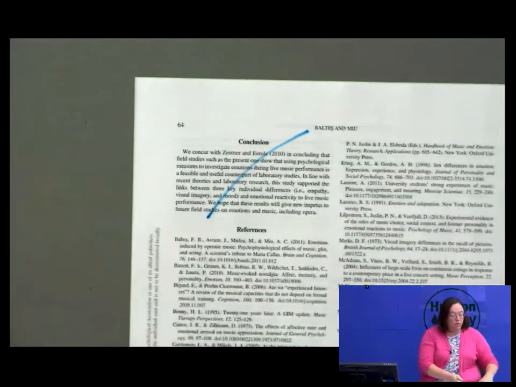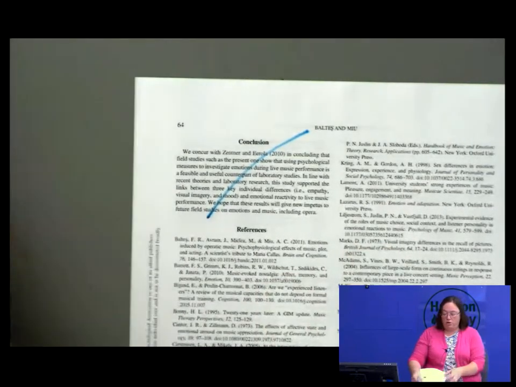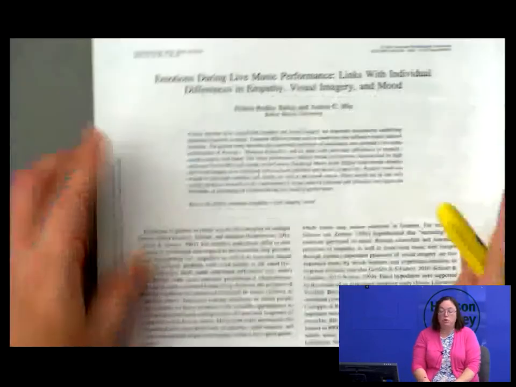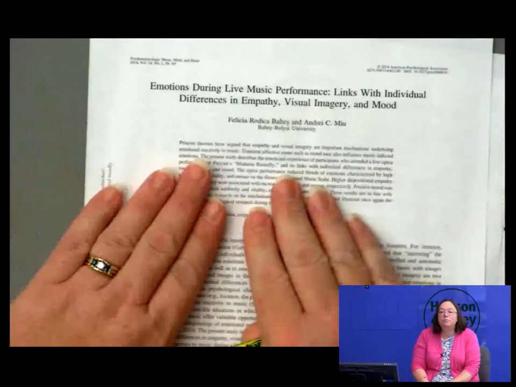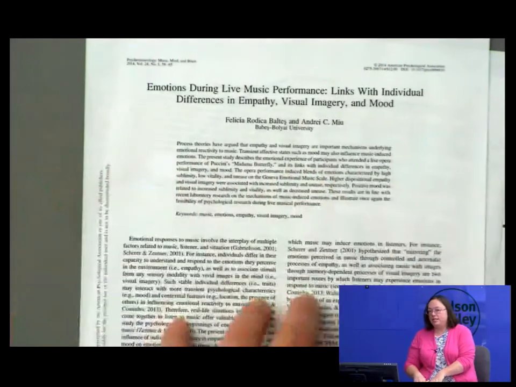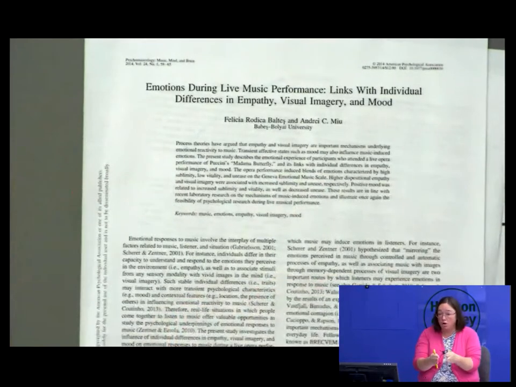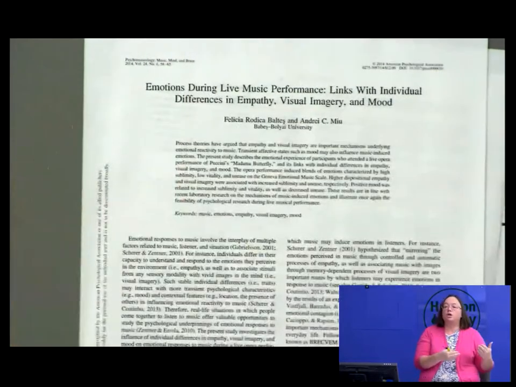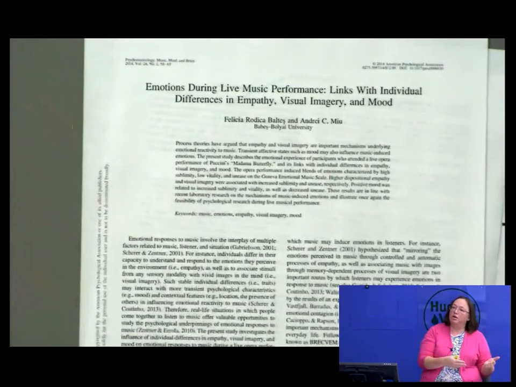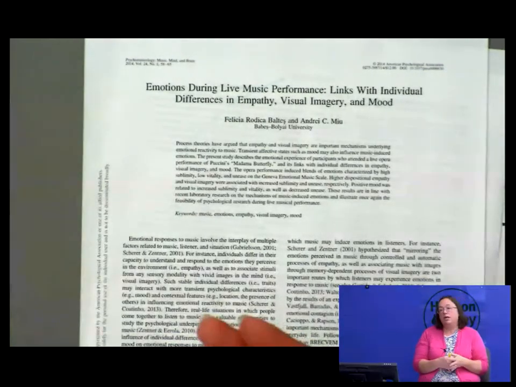So hopefully, now that we've gone through this fun article on emotions during live music performance, showing you where to find the sections, hopefully now with your article that you have in front of you, you can go and find the relevant parts for questions 1 through 4 in your article.